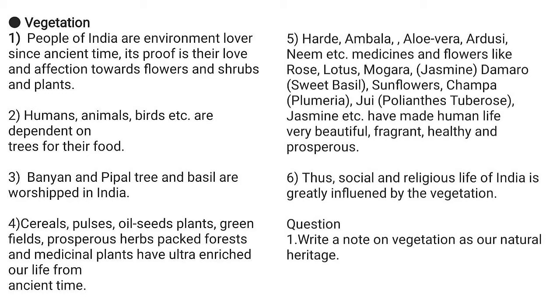Humans, animals, birds, etc. are dependent on trees for their food. So here it is said that humans, animals and birds all are dependent on trees for getting their food. Even trees help in fulfilling the different needs of humans, animals and birds. So the main focus is that trees help humans, animals and birds, and trees are part of the natural heritage of India. Now see the third point.